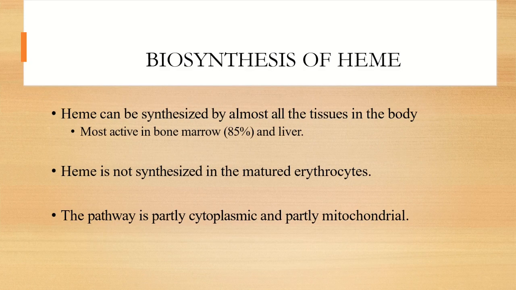Biosynthesis of heme. Heme can be synthesized by almost all the tissues in the body, most active in bone marrow, that is 85%, and liver. Heme is not synthesized in the matured erythrocytes. The pathway is partially cytoplasmic and partially mitochondrial.